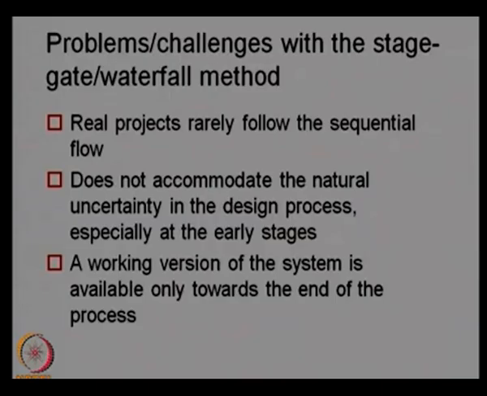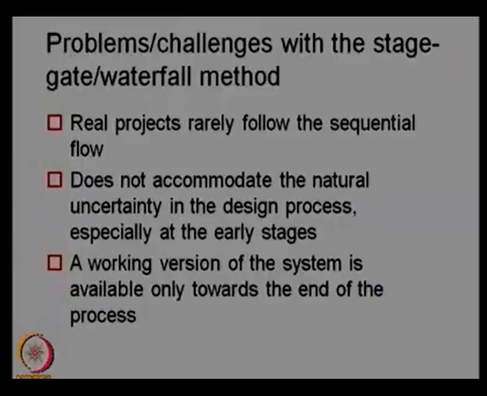Therefore many uncertainties are not fully accounted for in this particular process, and a working version of the system is available only towards the end of the process. Again, you do not have any product till we complete the whole project. Because it is a sequential process, we need to wait till the end of the process to get a prototype of the product, or a functional prototype, which will show you how the product will look, what the features are and how to improve. And again, by modification we may have to go back to the initial stage and pass through the same stage gate process to reach the next prototype.